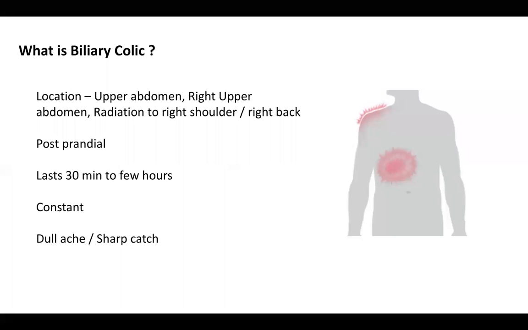Now, first, what is biliary colic? Biliary colic is located in the upper abdomen or the right upper abdomen. It may or may not radiate to the right shoulder and the right back. It is always postprandial. It usually lasts about 30 minutes to a few hours.